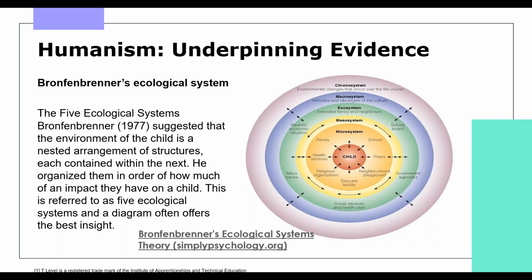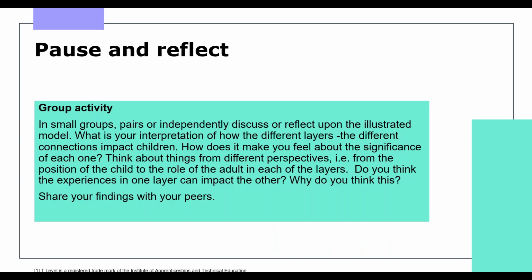The 5 ecological systems by Bronfenbrenner suggested that the environment of the child is a nested arrangement of structures, each contained within the next. He organised them in order of how much of an impact they have on a child. This is referred to as 5 ecological systems, and a diagram often offers the best insight.